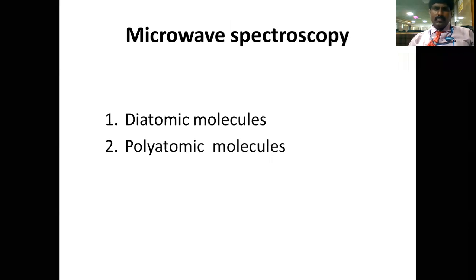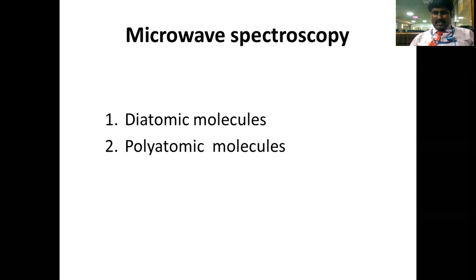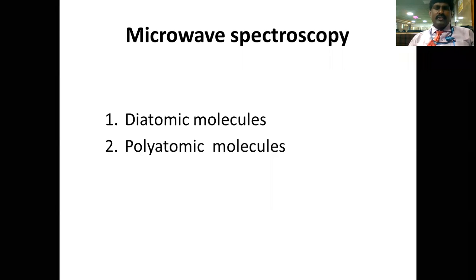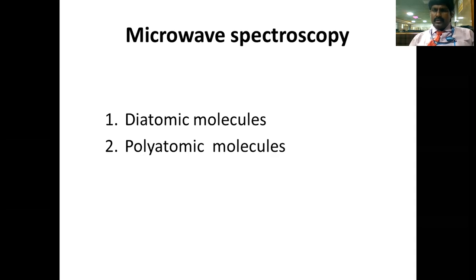Next, the calculation of J, or the energy difference between two rotational levels, can be done by considering the molecule as diatomic or polyatomic. We will apply a rigid rotor model for diatomic molecules first, and we will find out the energy difference between J1 and J2 and J3 and J2. Okay, so let us see the derivation, that is the rigid rotor.